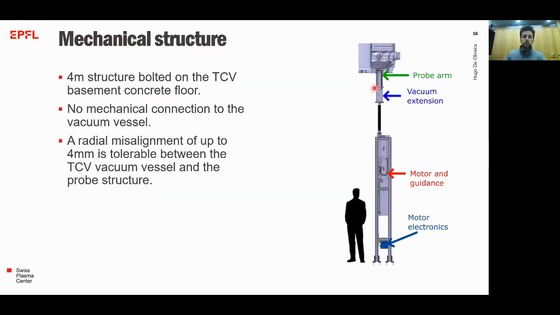The whole structure of the diagnostic is 4 meters high and is bolted down on the TCV concrete floor. There is no direct connection between the vacuum vessel of TCV and the structure. The reason being that we want to be able to tolerate a radial misalignment between the tokamak and the system. For example, when we bake the tokamak, the vessel can expand due to thermal expansion, and we want to allow such a small movement. However, a radial misalignment of more than 4 millimeters would not be tolerable because it would lead to excessive friction on the shaft during motion.